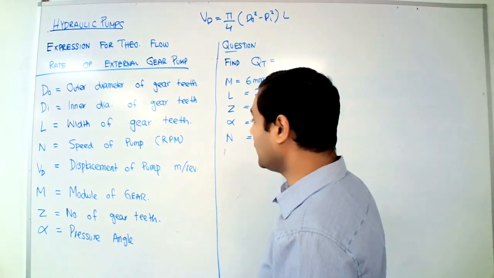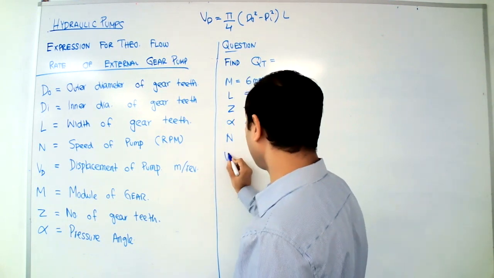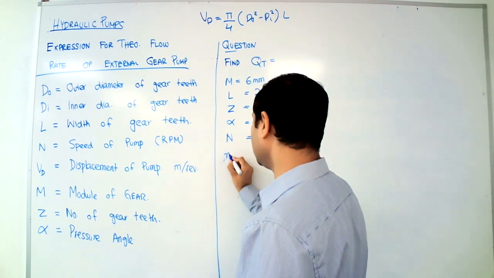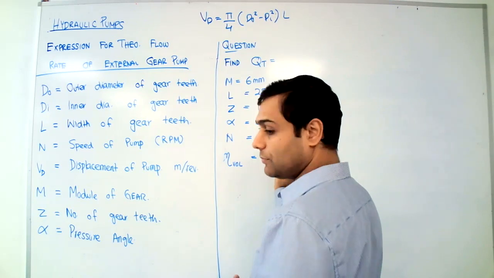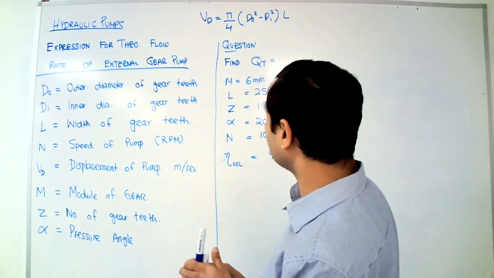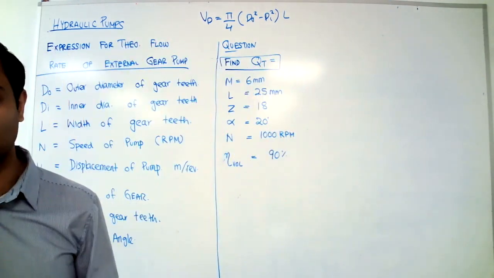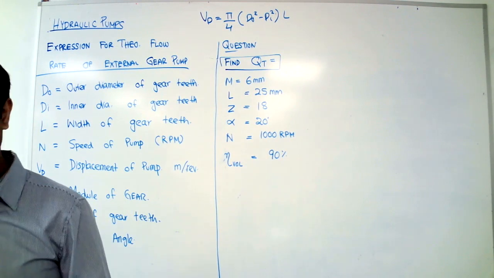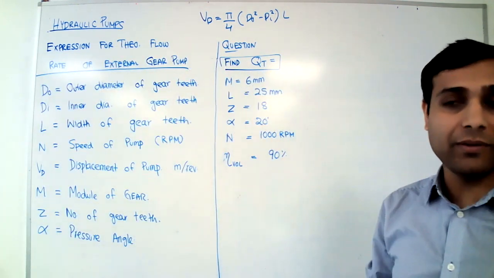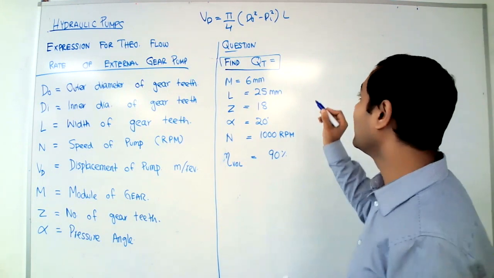The volumetric efficiency is 90% or 0.9. We need to find out the QT. So the missing bit here is the QT. This QT is the one we need to locate. Now we're going to use the complex formula. I think in the previous formula, I made a mistake. Instead of alpha, I put 20. But anyway, I'm just going to write the formula again.